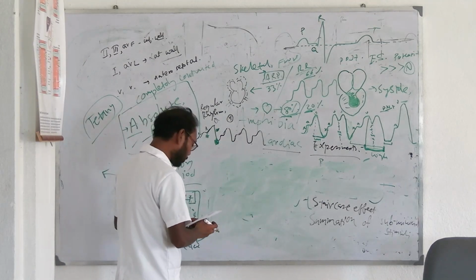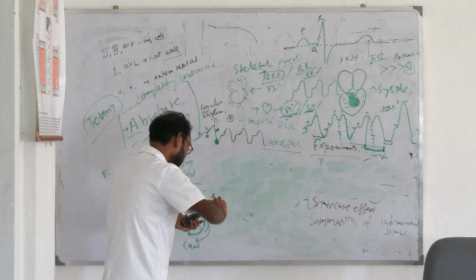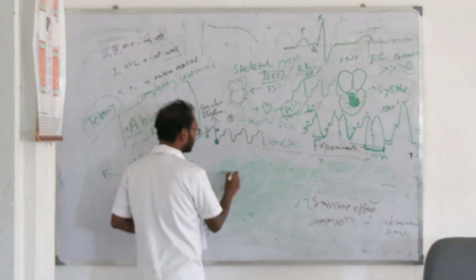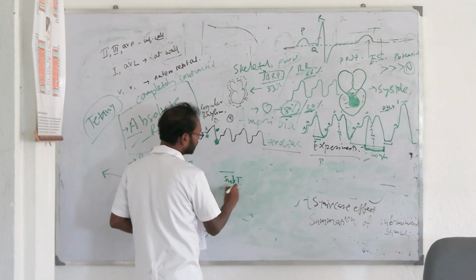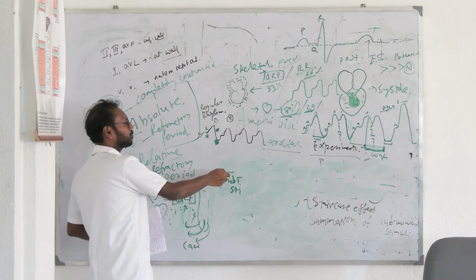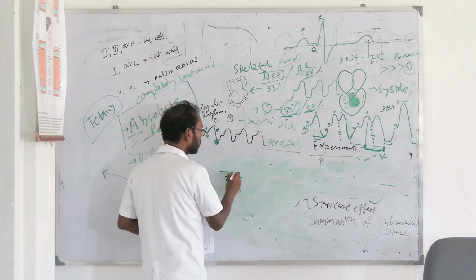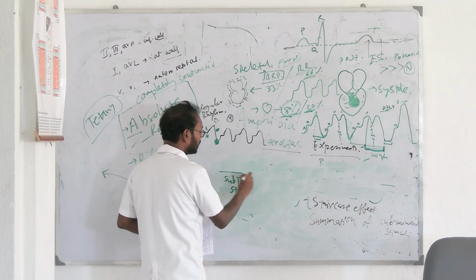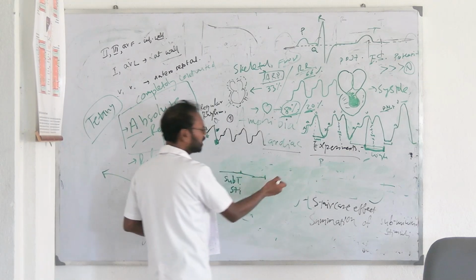So first we are putting subthreshold stimuli. So what did we discuss? Whenever we are putting subthreshold stimuli, will there be any contraction? This subthreshold, no, there will be no contraction. Then we are putting again a subthreshold stimulus. Will there be any contraction? No.